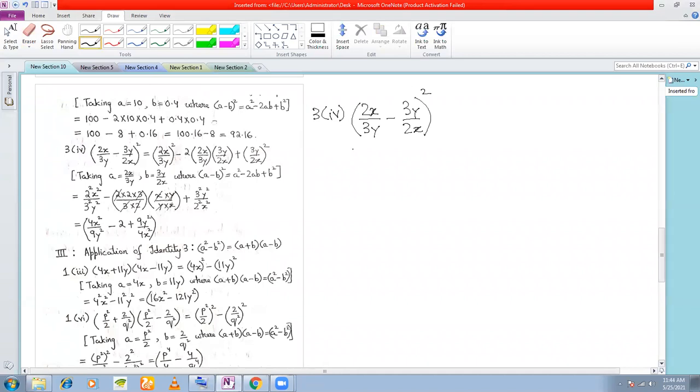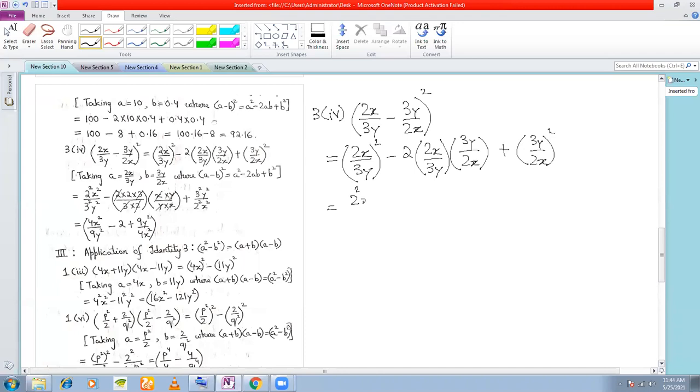Okay, so now here again we apply (a minus b) whole square. You take a as 2x by 3y. This is your a squared term, minus twice a, b is 3y by 2x, plus b square.